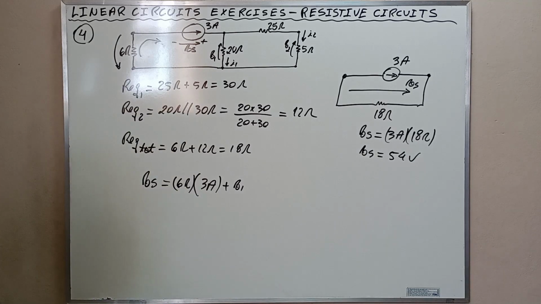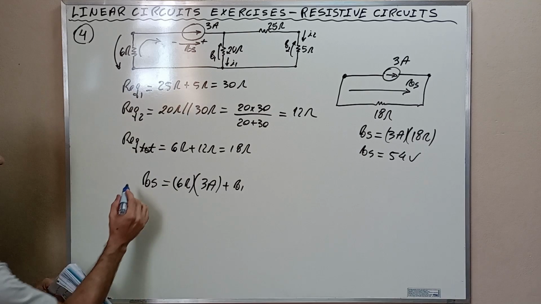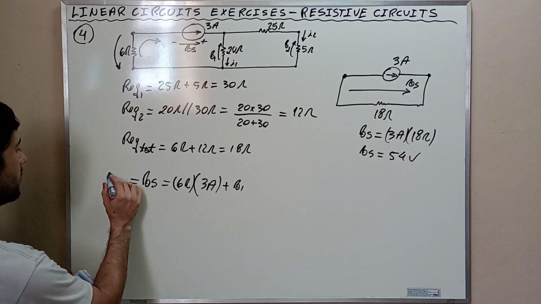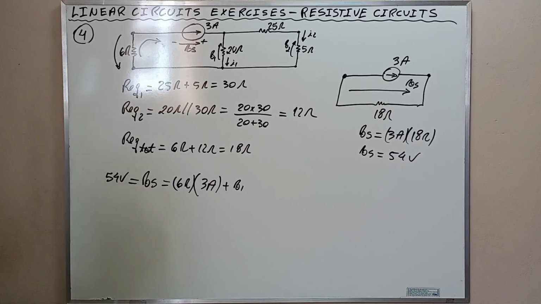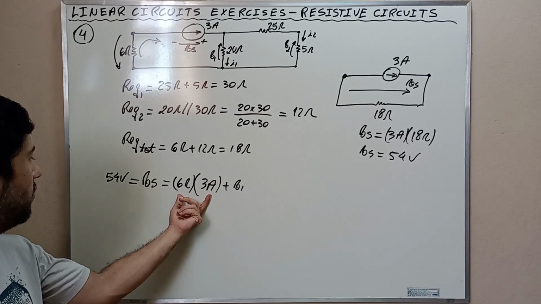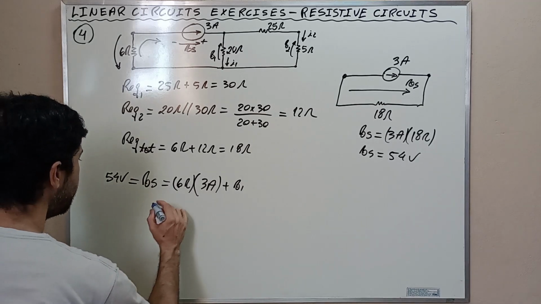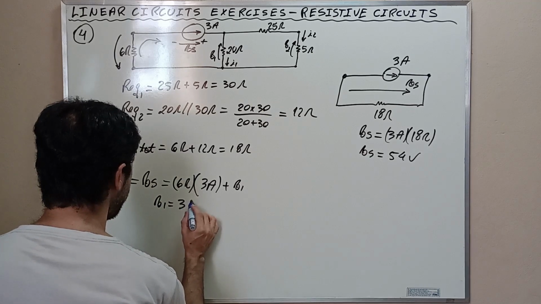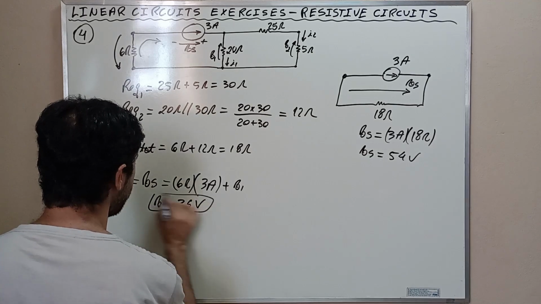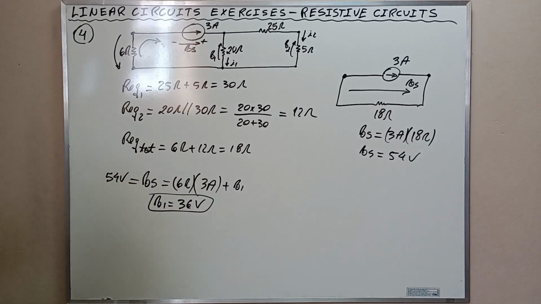But we already know the value of Vs. The value of Vs we just calculated it there, and it is 54 volts, okay? We are going to multiply this, pass to the other side, and we find that V1 is equal to 36 volts. Okay, my friends? The value of V1 is 36 volts. And with the value of V1, we can calculate I2 and V2.